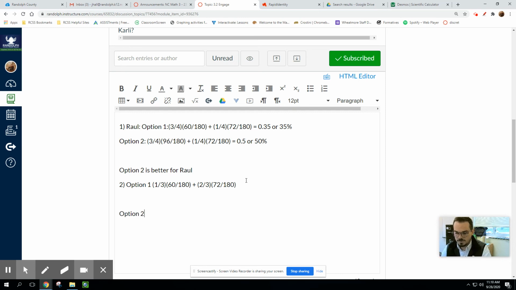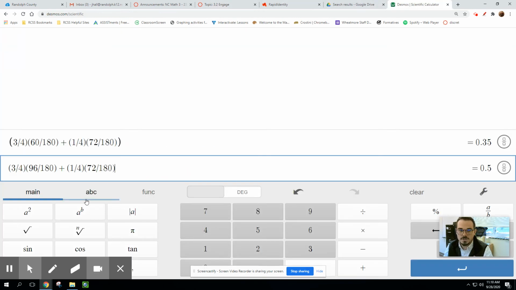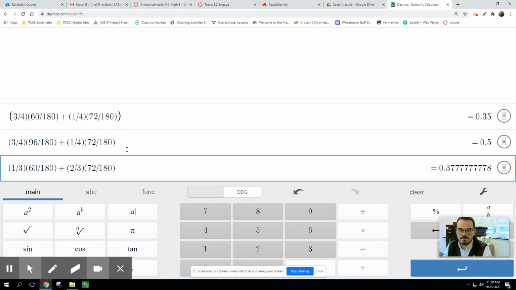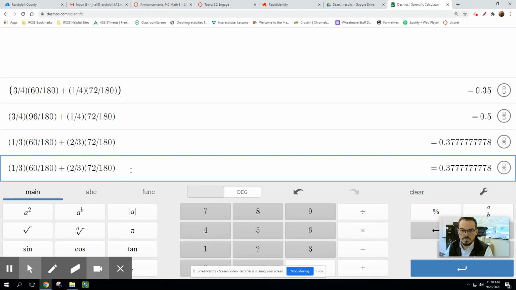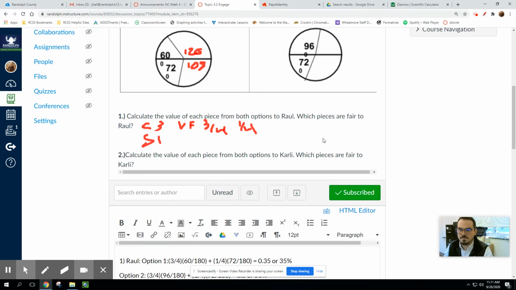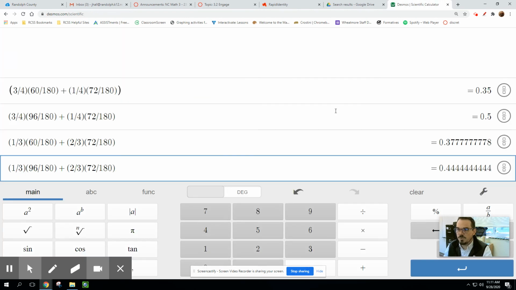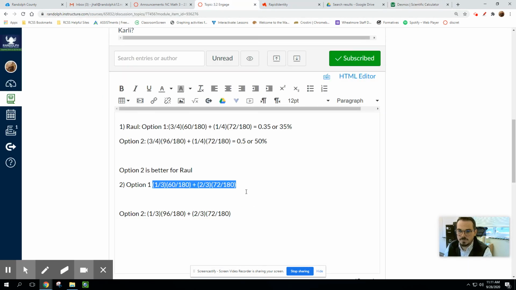Carly's option 2 would be the same setup, but her fractions would be different. Remember, her chocolate is 1/3 and her strawberry is 2/3. So then I'm going to copy what I've already typed out into Desmos and find my 2 answers. Was it still 72 on the other one? Ooh, nice. So 0.38 for the first one.